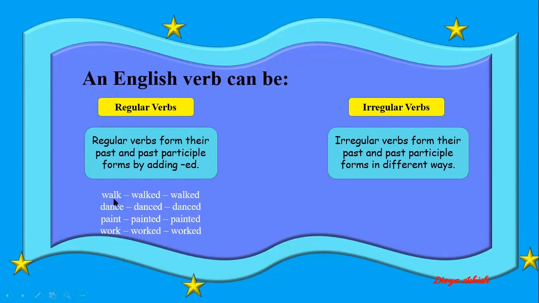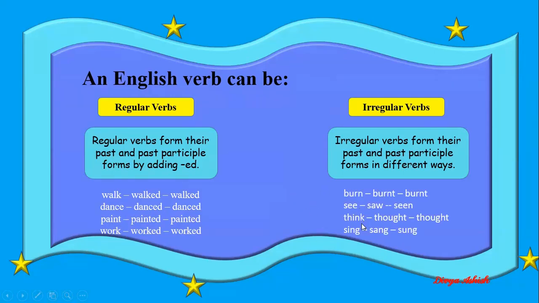First, let's go through some examples of regular verbs, children. So the words walk, dance, paint, and work are the base or the root form of the word. Now, in order to make the past tense form of these words, we added ed. So, regular verbs are verbs that form their past tense by adding ed to the base or root form of the verb.